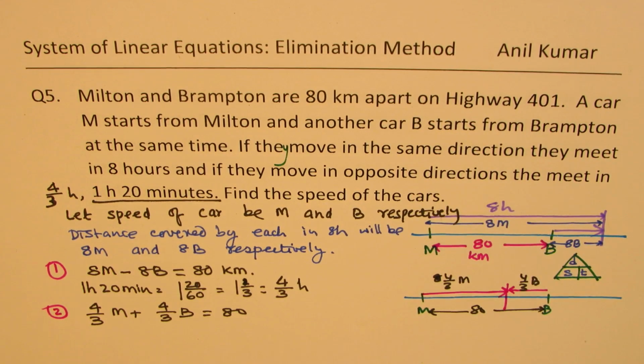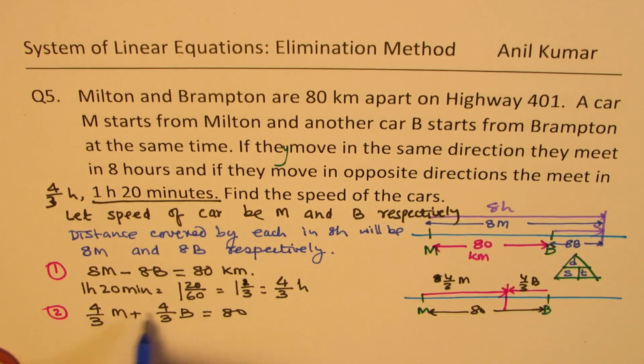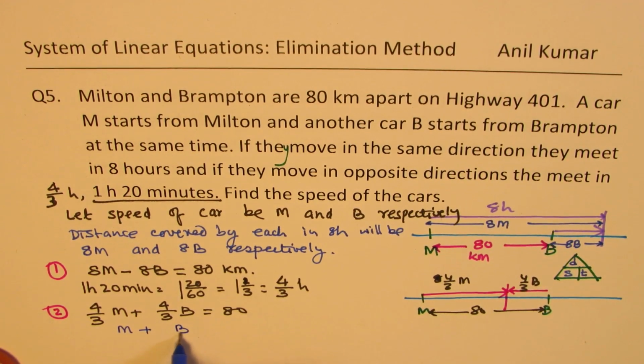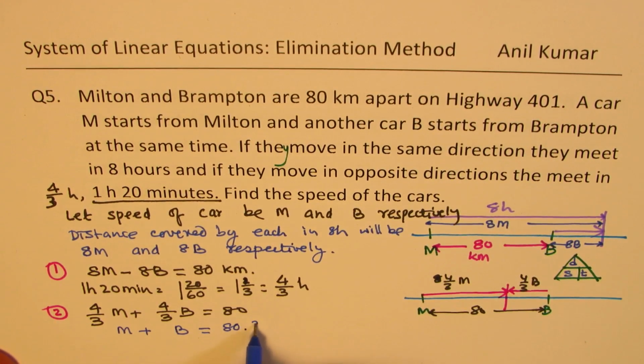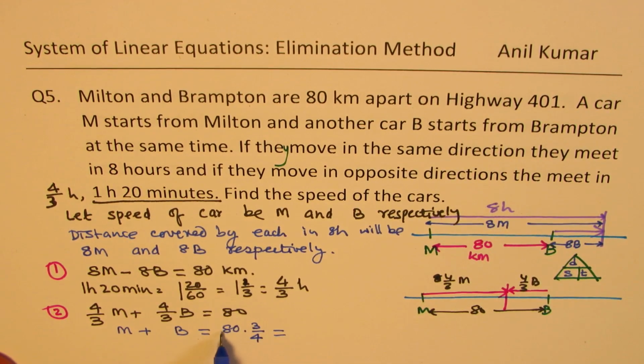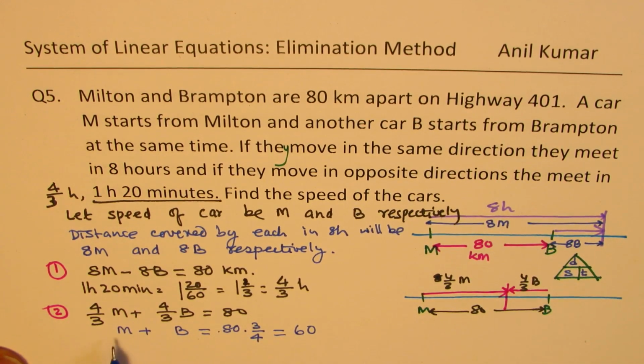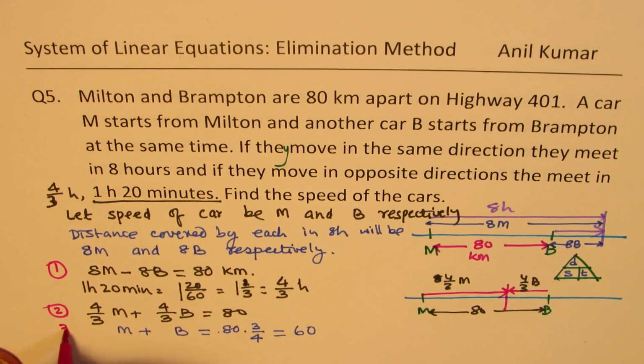Is that clear to you? 4 over 3 m plus 4 over 3 b equals 80. Now if I multiply the second equation by 3 over 4, we could write this as m plus b equals 80 times 3 over 4, which is 60. Is that clear? 3/4 of 80 is 60. So we just multiplied all the terms by 3 over 4, and we got this equation, right?